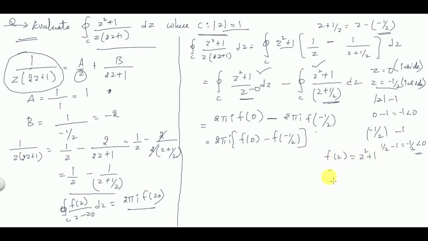Okay, so we need f of 0 first. That means substitute z equal to 0. When you substitute z equal to 0, its value is 1. Next we need f of minus 1 by 2. So substitute z equal to minus 1 by 2. So this becomes 1 by 4 plus 1. So it will become 5 by 4. So substituting both values, it will be 2 pi i into f of 0, which is 1, minus 5 by 4.